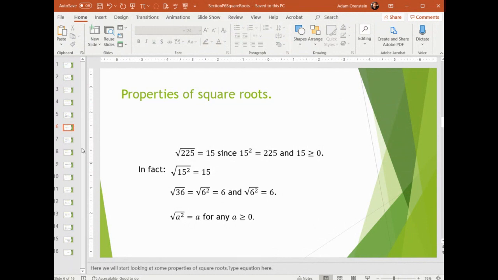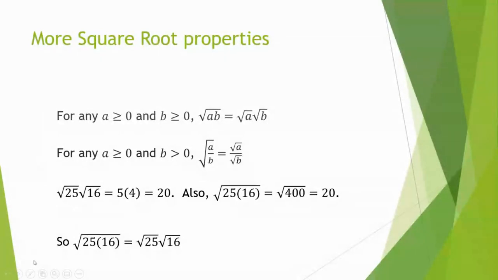Okay, so moving on to the next slide. In the previous slide, we saw a property of square roots. Here are some others. What's nice about taking square roots is that the square root of a product is the product of the square roots. In other words, taking a square root is compatible with multiplication. That's really what this is saying.